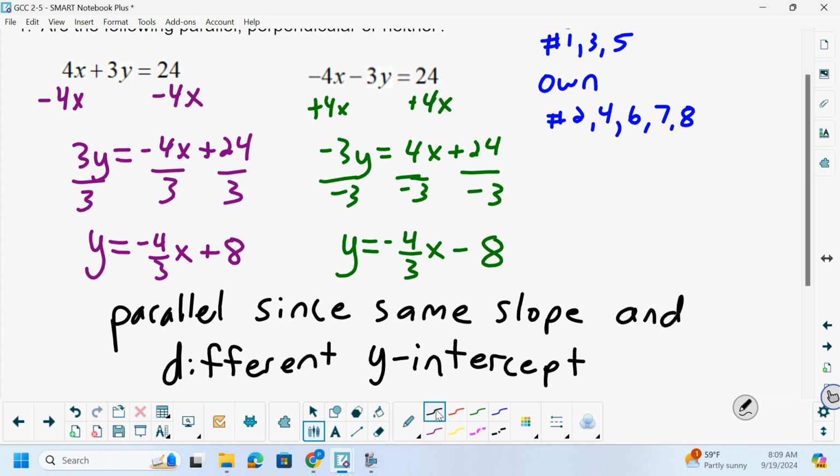If they had been perpendicular, our explanation would have been that because the slopes were negative reciprocals, or you could have said because the slopes, the sign is changed and the fraction is flipped, that means the same thing. And if they were neither, we would say because the slopes are not equal or negative reciprocals.